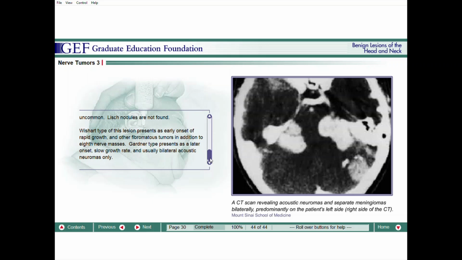The Wishart type of this lesion presents as early onset of rapid growth and other fibromatous tumors in addition to eighth nerve masses. The Gardner type presents as a later onset, slow growth rate, and usually bilateral acoustic neuromas only.